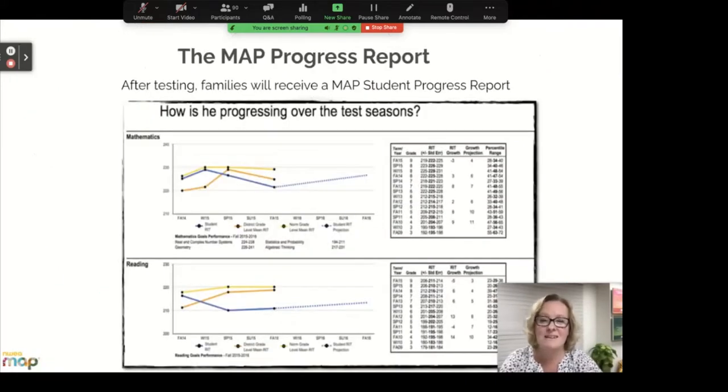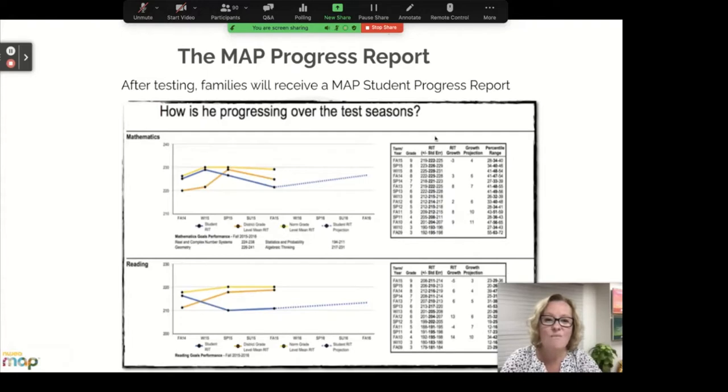It will look something like this. You'll be able to see what the progress is for your child throughout their career here at AES. If they're new to AES, you will see only one data point. If they have been here for a longer period of time, you will see all of the data points. Over here on the right-hand side, though, is what I want you to focus on.